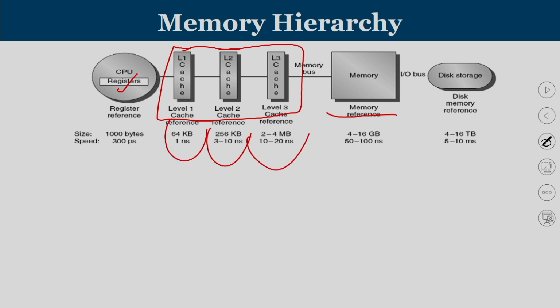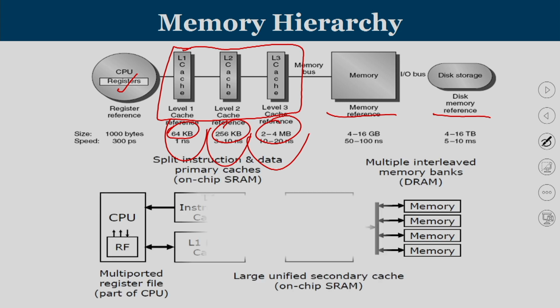And then we have main memory, and then we have the disk storage. As we move from CPU registers into the main memory, we can see that the size of memory increases, and the access speed also increases. These numbers will be slightly different when you take modern cache memories, where it will be at least one order of magnitude larger than what is already present here.